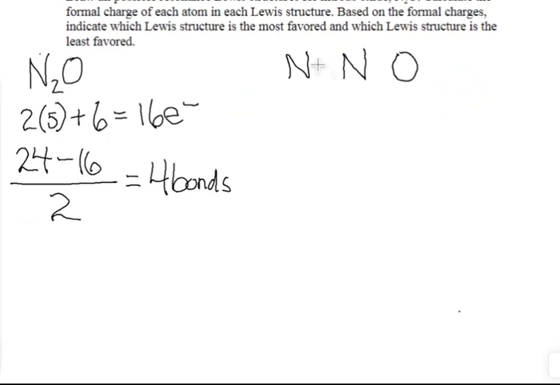So let's bond them together. That uses up 2, 4. So 16 minus 4, we have 12 left over. Now, if I give each of the nitrogen and the oxygen on the outside 6, they'll be happy, but the nitrogen on the inside will not. And we've already calculated we have 4 bonds. So let's start with the most reasonable one.